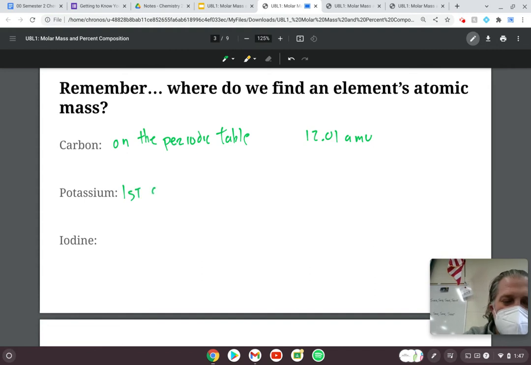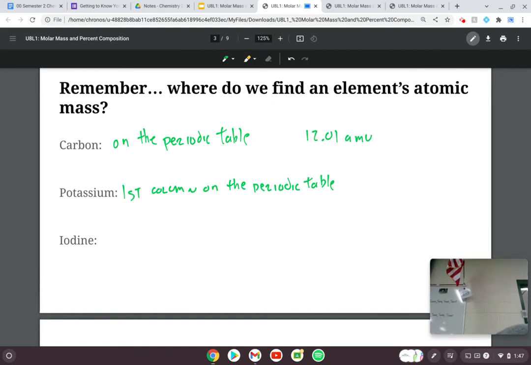Potassium, we could get even more specific. First column on the periodic table. And potassium's atomic mass is 39.10 atomic mass units.